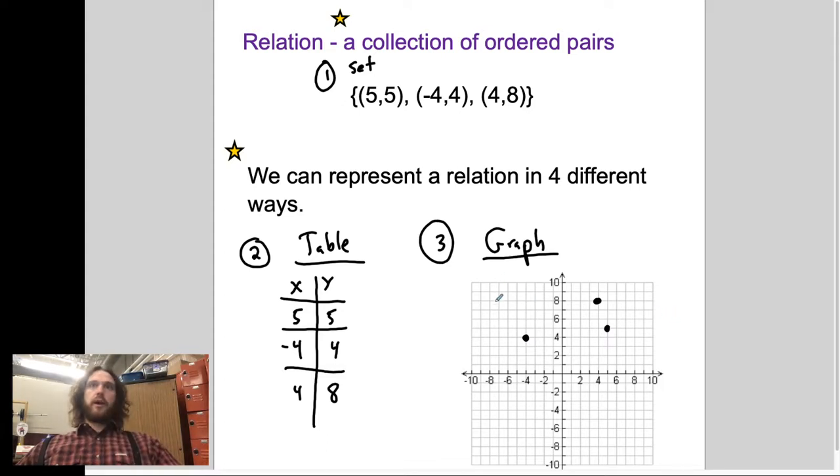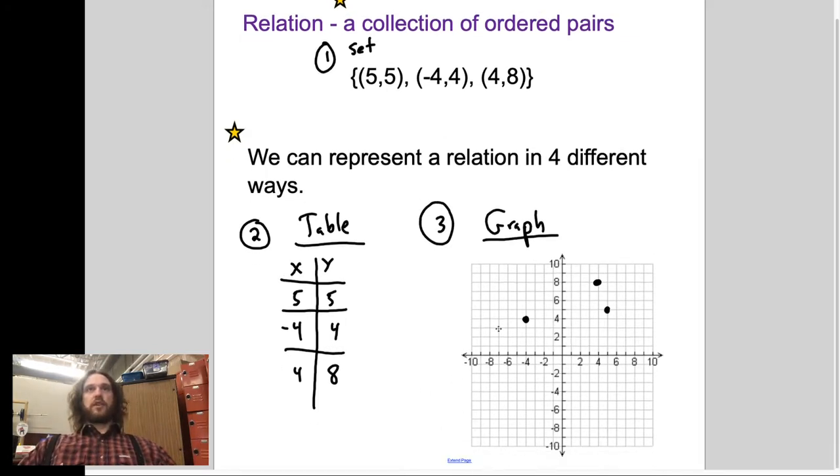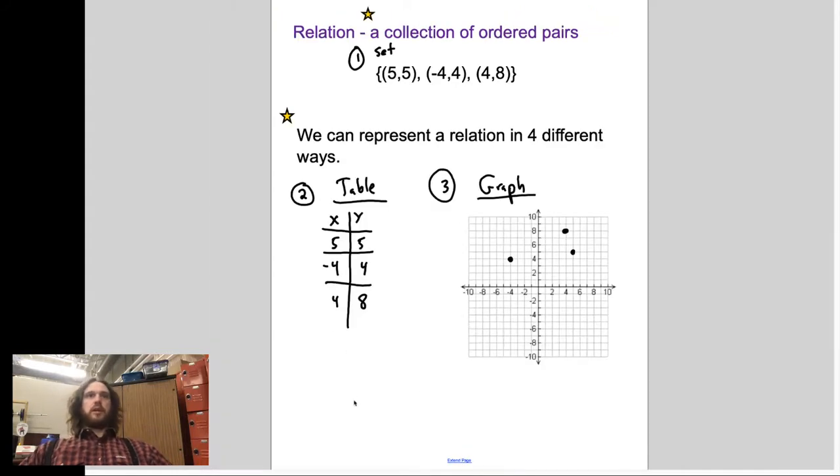Anyway, so we have a graph as way number 3, which none of these are too surprising to you. Probably set is new, table, graph, not new. And then the last one is new. Last one is called mapping.